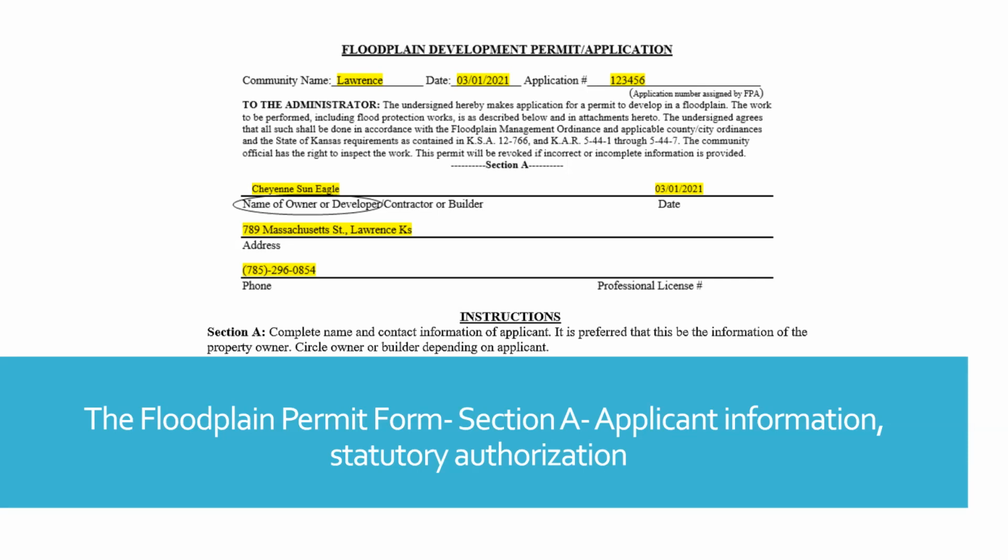In the instructions, it says put the name of the applicant or of the developer, but it's preferred for the property owner to be putting their information in. So that's why my name is there. I am the owner of this new building. I applied for it earlier this month. So the floodplain administrator has given me an application number. I've got my made-up address in there, my phone number. And since I'm the property owner, I don't have a professional contracting license.